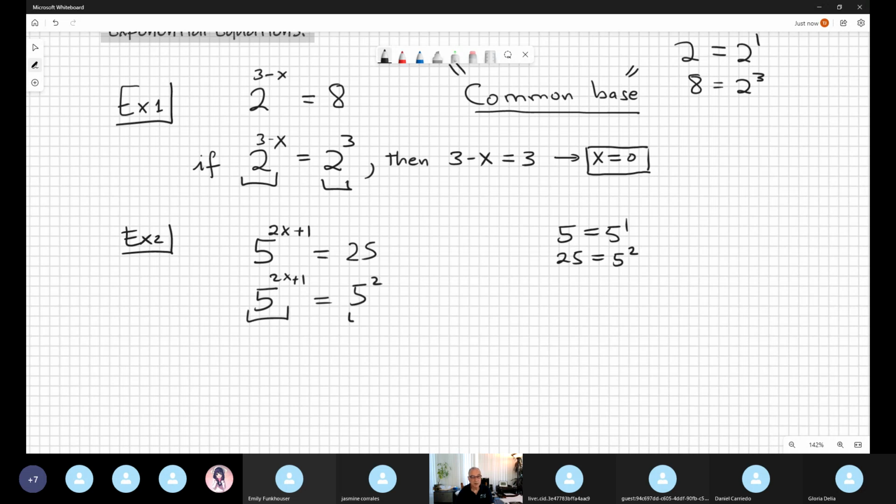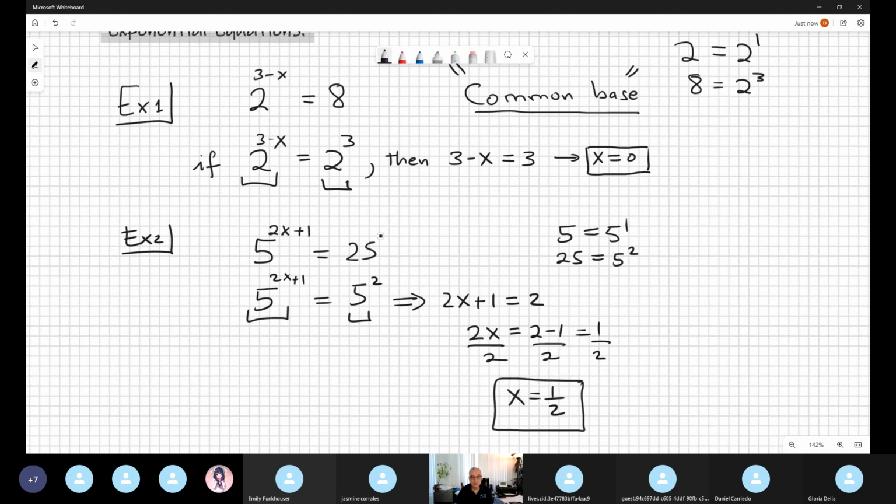Now again, same situation, two exponentials. Same base, so the exponent is the same. And you convert the exponential equation into a linear or quadratic one, depending on the example, and you solve it using the algebra you know very well. 2x is equal to minus 1 plus 2, which is 1, divided by 2 both sides. It is obvious that it is 1/2. And the solution is 1/2.